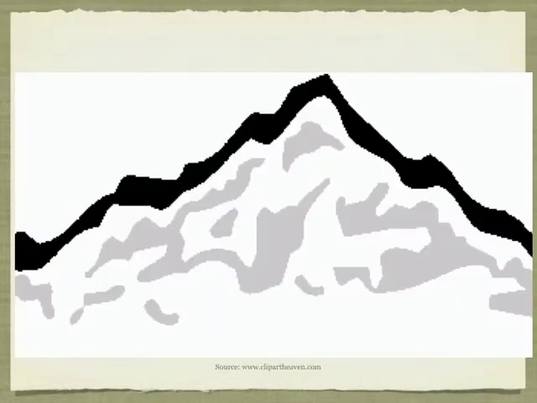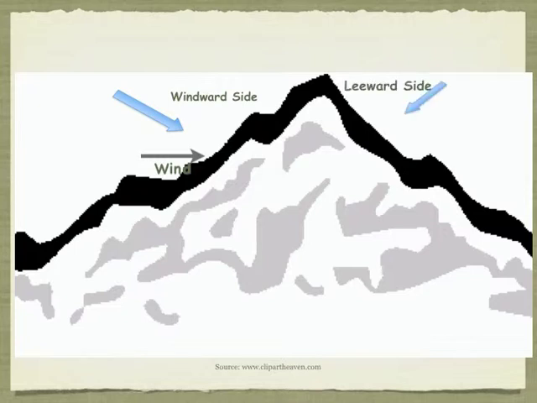The term windward refers to the upwind side of a mountain range, or that which faces the direction of the prevailing winds. The term leeward refers to the downwind side of a mountain range, or that which is sheltered from the prevailing winds.